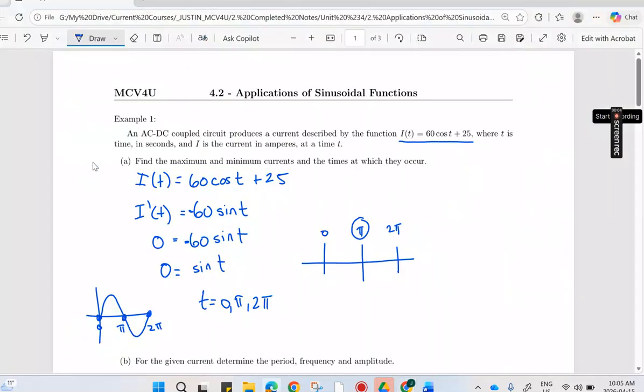Hi there, this is the video for lesson 4.2, applications of sinusoidal functions. We're looking at applying the derivative rules for sinusoidal functions in word problems.